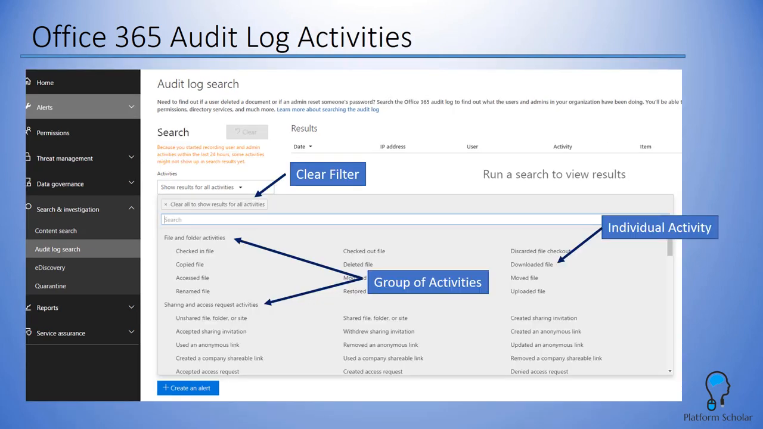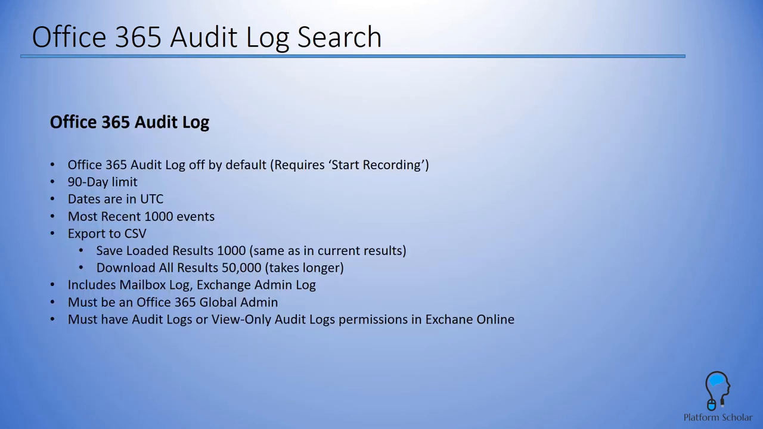There are many different activities that we can filter for, well over 100, and they're sorted into groups. And we can choose an individual activity, or we can pick a whole group and all the activities under that group will be selected. The Exchange admin activity doesn't have an individual or group entry, so that data only shows up if there's no filter and it says show results for all activity.